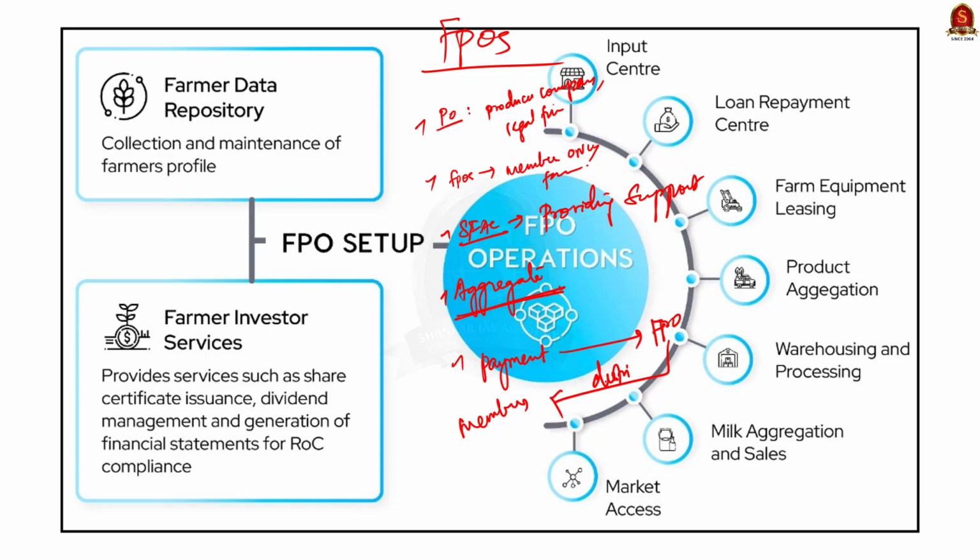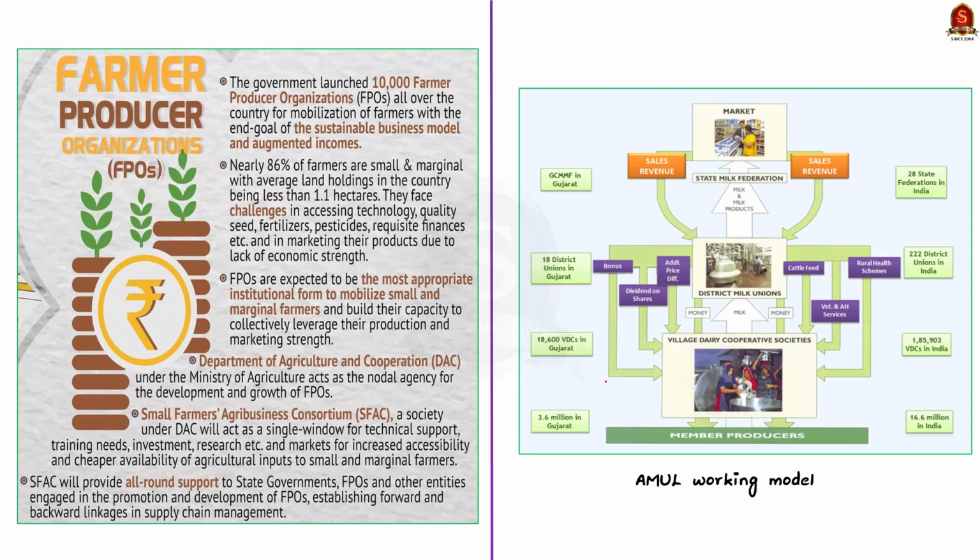Let us see an example. Amul, also known as Gujarat Cooperative Milk Marketing Federation or GCMMF, is a prime example of a farmer producer organization. It is owned and managed by millions of dairy farmers in Gujarat. Know that these farmers are organized into village level dairy cooperatives which are then federated under the umbrella of GCMMF.